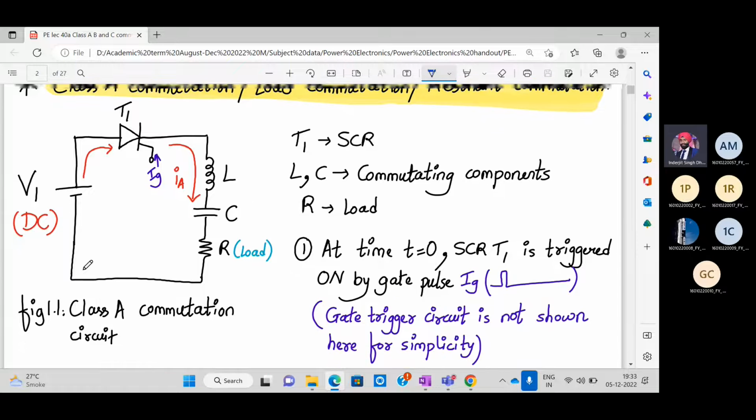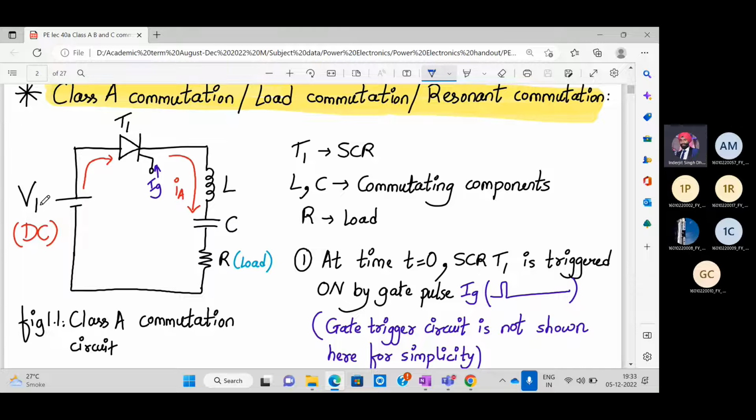So over here, what do we have? We have a DC source V1. We have an SCR named T1, and we have an RLC in series. L and C are the commutating components. The commutating components are L and C, which means they will help to turn off the SCR. R is the load and T1 is the SCR.